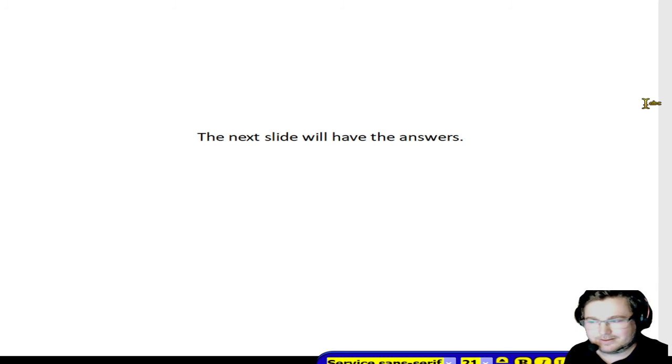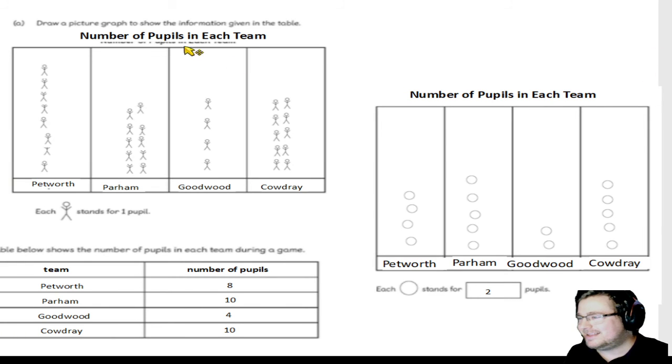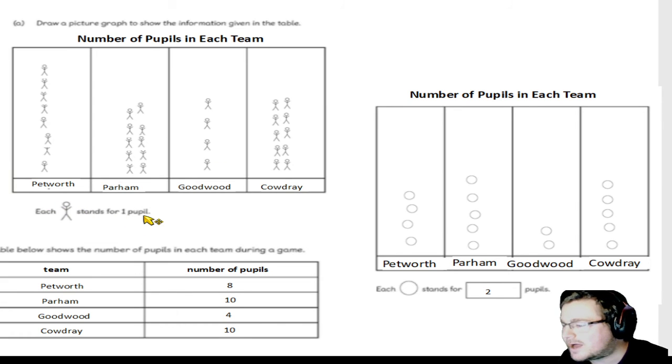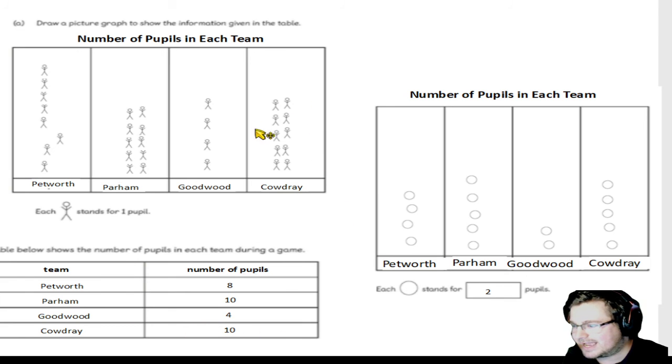Welcome back. Have you written them down? Okay. So, this is what I got up to. So each little person here stands for 1 pupil. So Petworth had 8. There are 8 pupils there. I tried to get them in a line. It is a little bit messy. Parham have got 10, and there they are, like that. Goodwood have got 4. Cowdray have got 10 as well. Luckily, these are quite small numbers. If they were quite big, if each person stands for 1 pupil, it would look very, very messy.